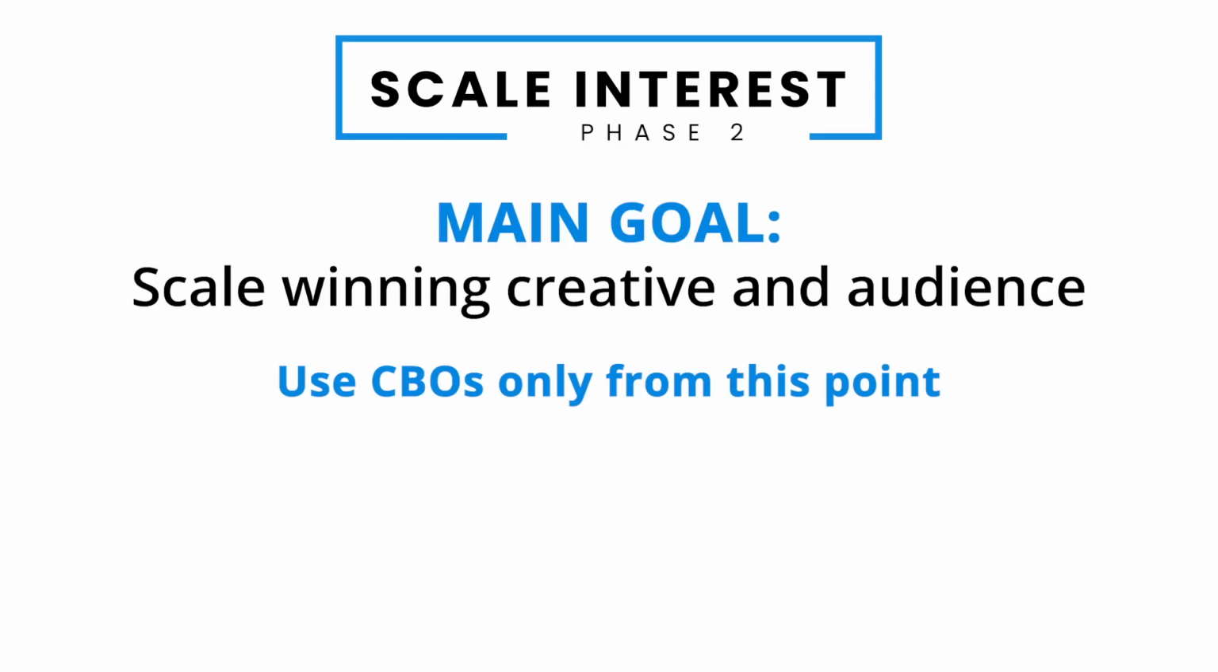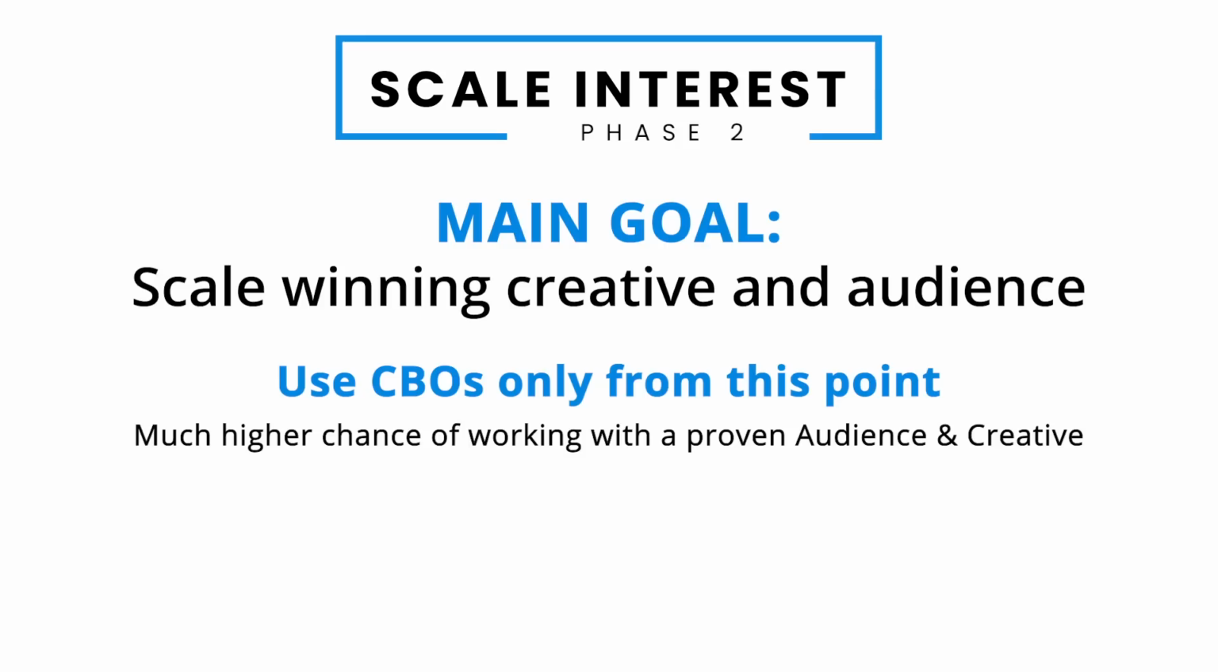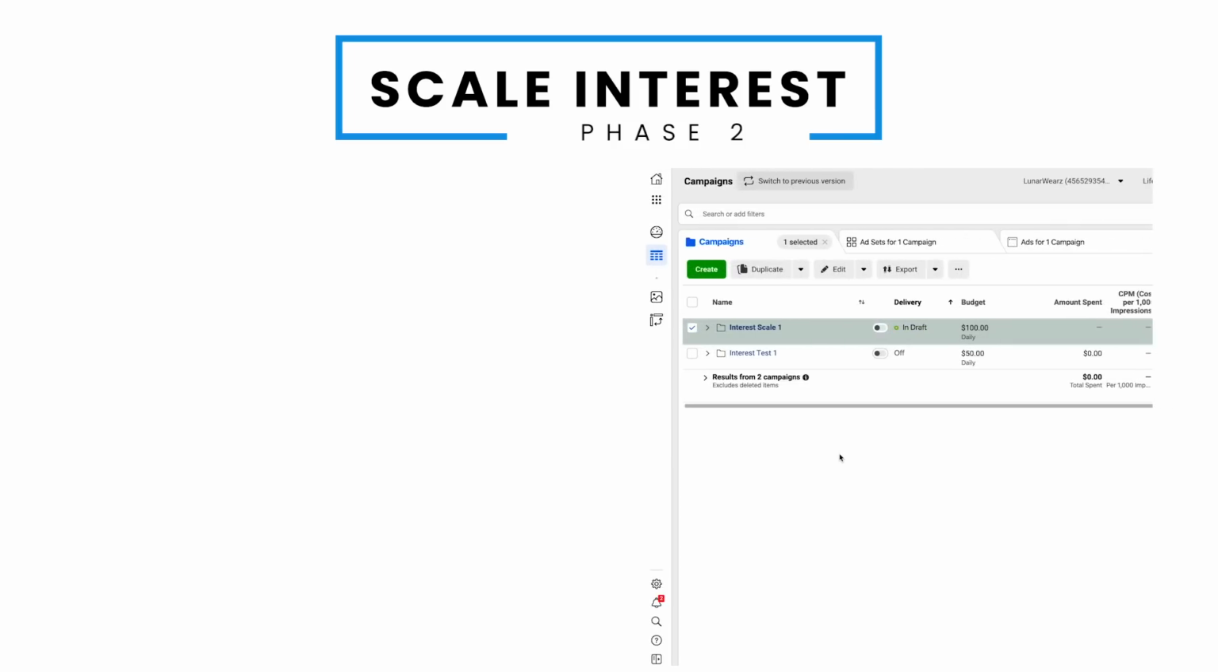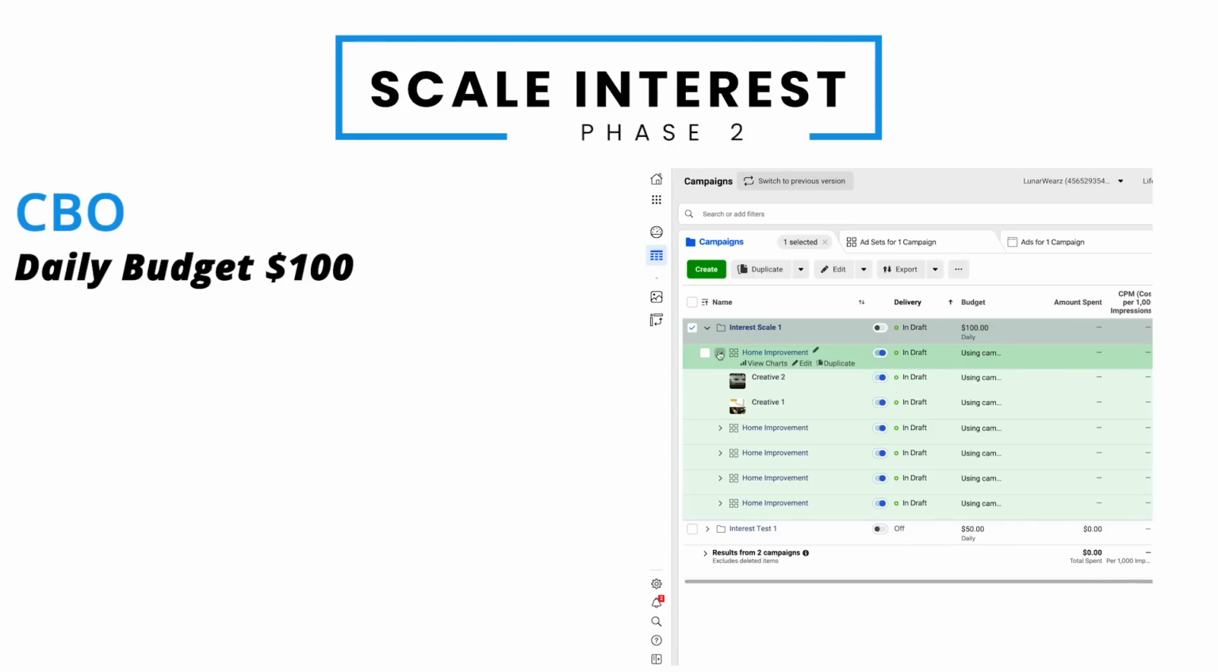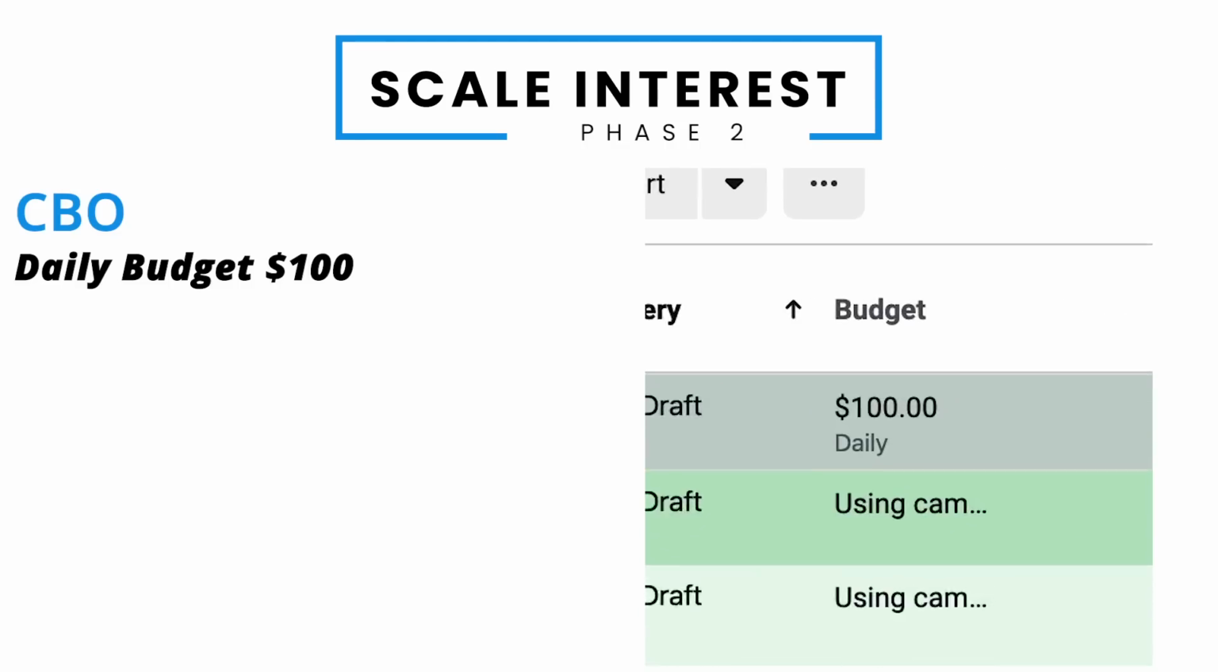Here's why. Now that you have a creative and audience that are proven to work, CBOs have a much higher chance of becoming profitable compared to ad set level budgets. Higher budget CBOs also have a greater chance of performing well compared to high budget ad sets because the campaign will have much more data to work with. Anyways, this is how you should structure your campaign for phase 2. Set up the campaign with CBO optimization turned on, exactly the same way you would do it with phase 1, but this time use a daily budget of $100.